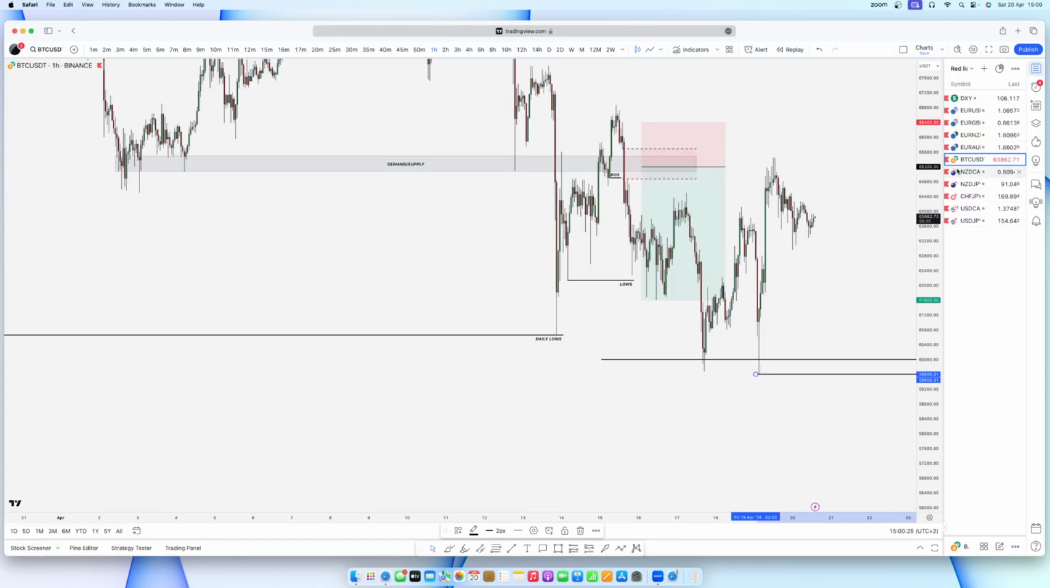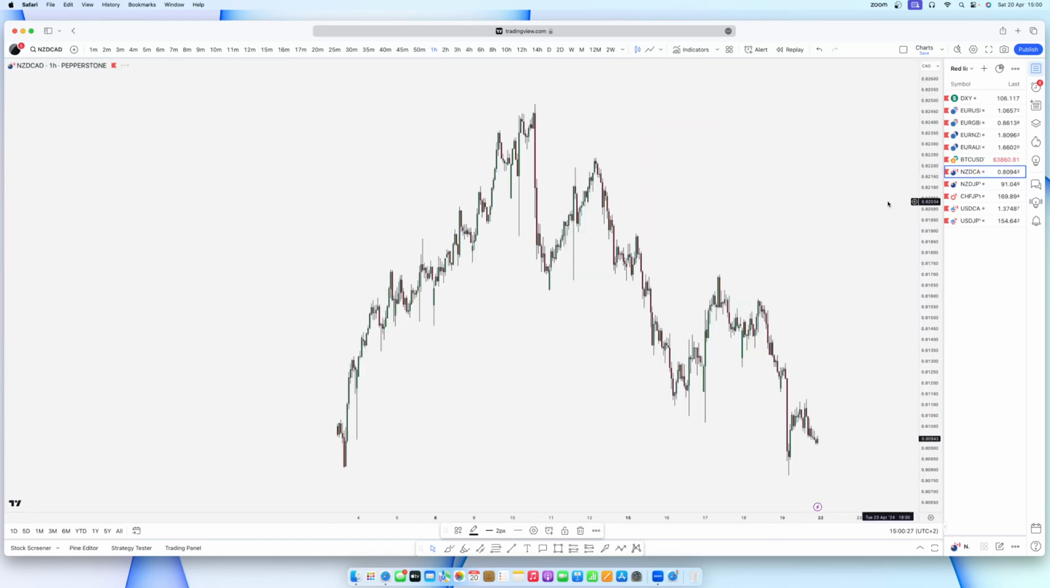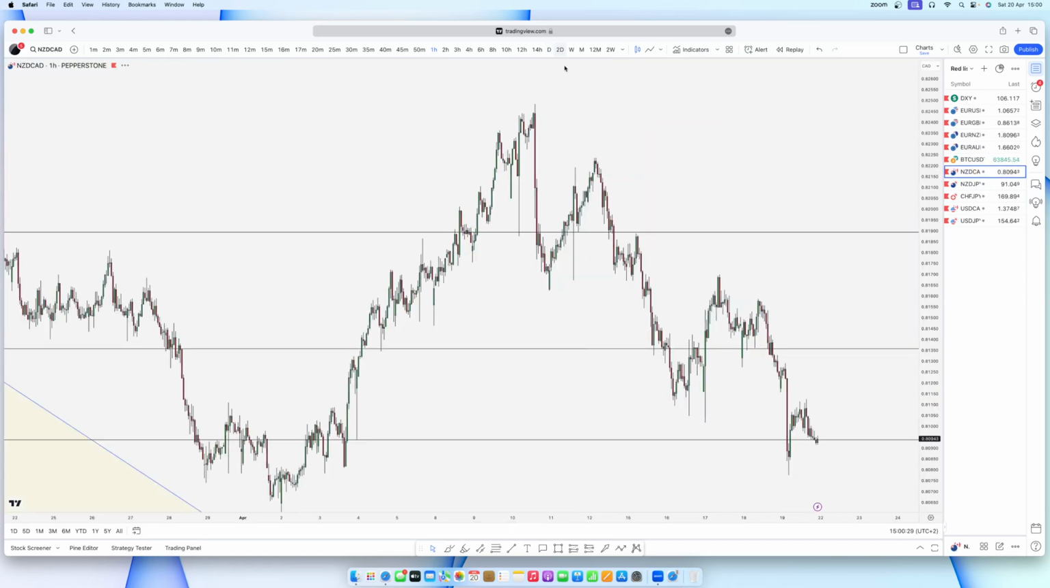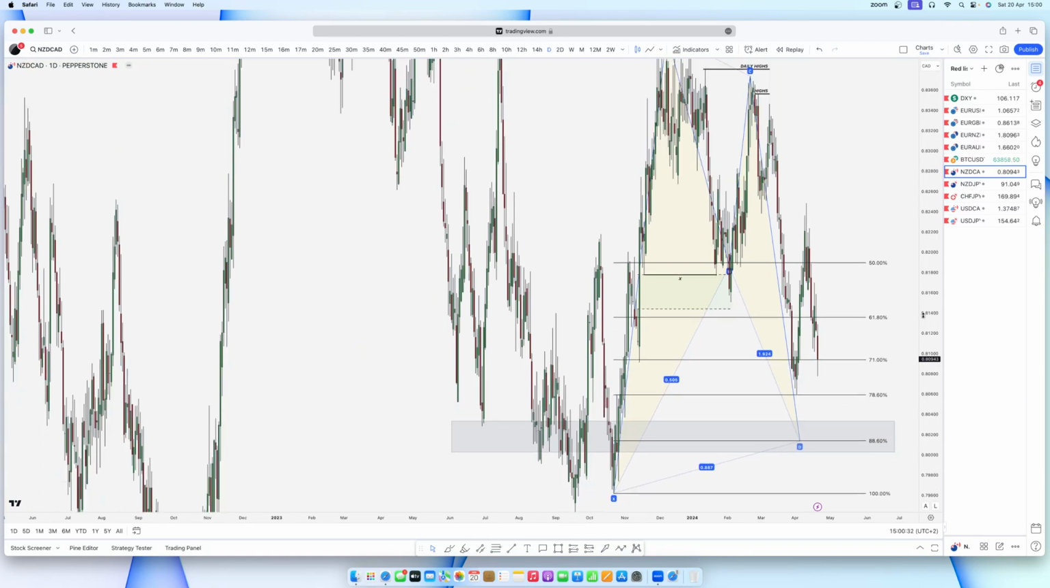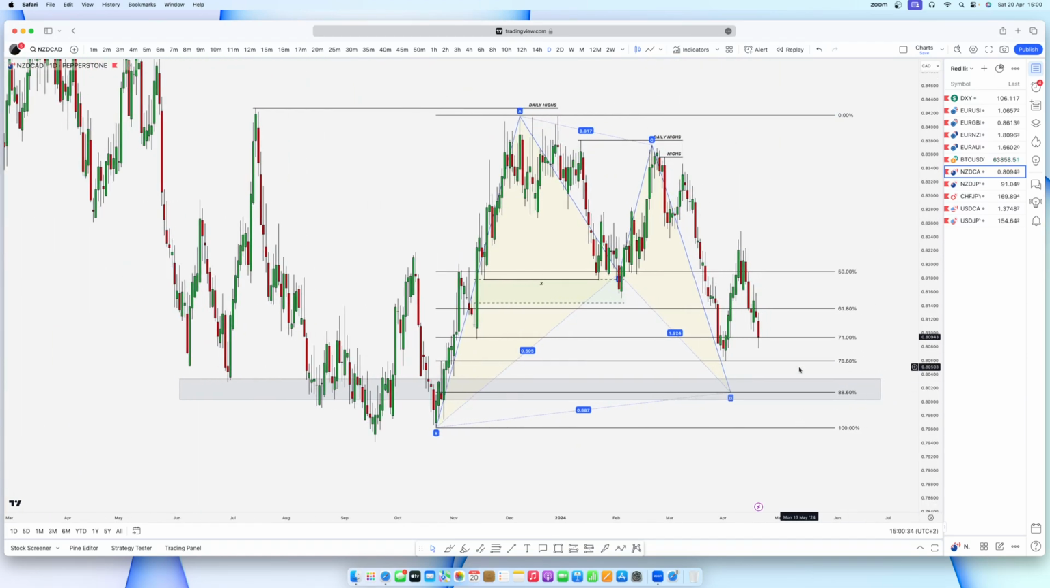All right, so next is going to be NZD CAD. For NZD CAD on the daily time frame, I remember this. This one, I'm still waiting. I really want to see what's going to happen when price gets to the 0.886, because this is giving me a bat and winning pattern completing at the structure level. So this is making sense, and I'm just waiting to see what happens in this area. It might still continue to drop, but I'm not calling for sells. I'm just saying it might continue to drop to the downside.